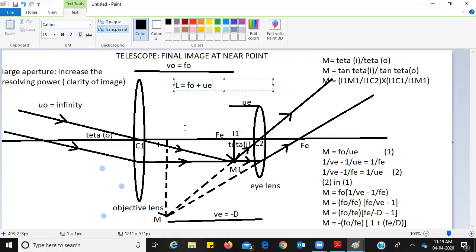This is fine. Now we have to learn what the advantages of a reflecting telescope are over a refracting telescope.